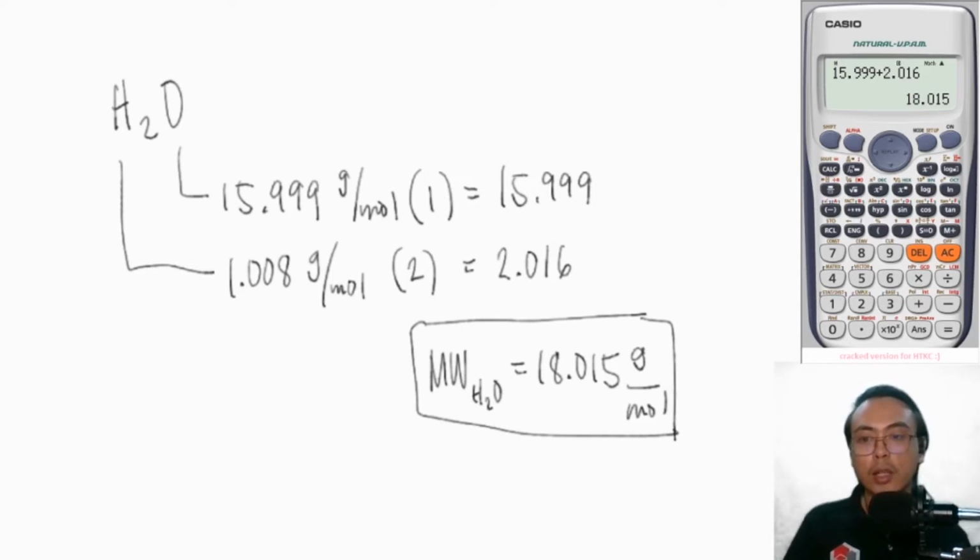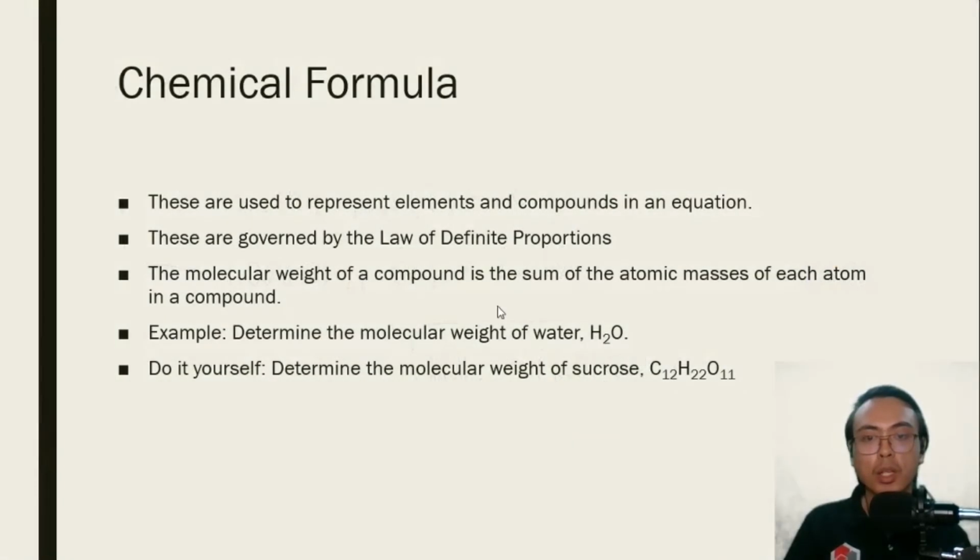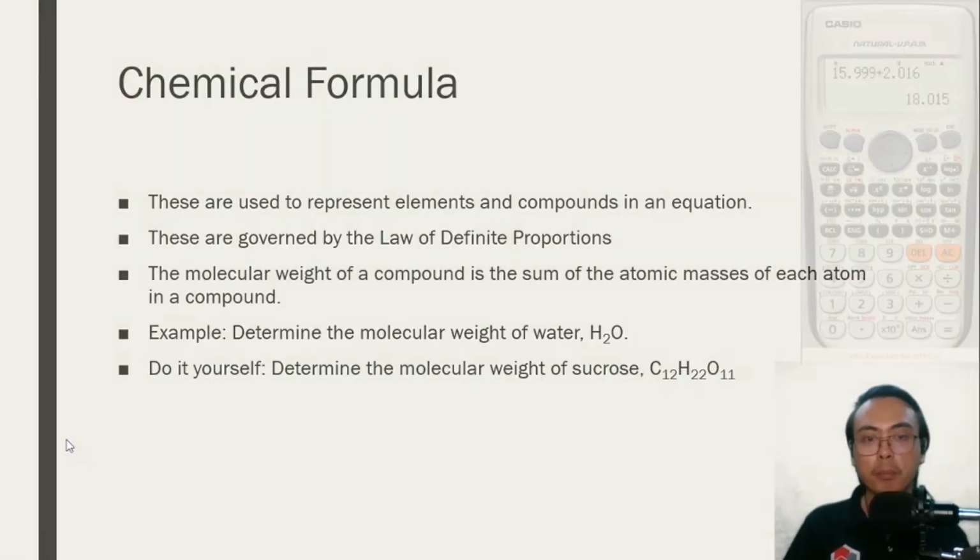Okay, let's try the next one. Determine the molecular weight of sucrose. So sucrose is table sugar. This is the sugar that you add to your coffee and to your other drinks. Its chemical formula is C12H22O11. Let's determine its molecular weight.